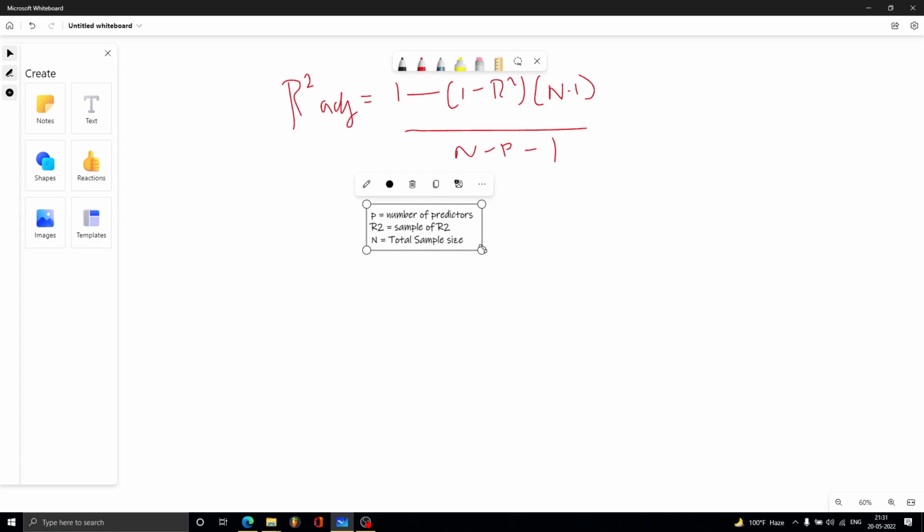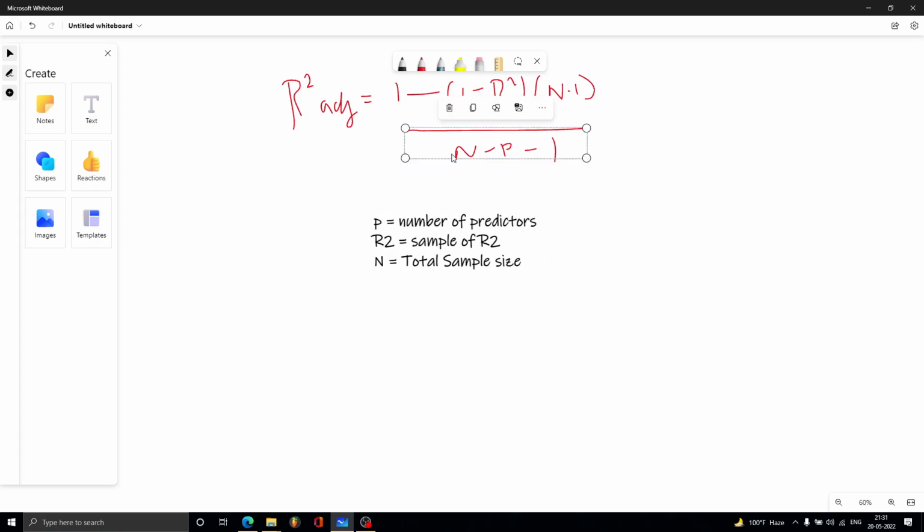Now understand this equation, as this is a very important equation. What is happening here? I told you that R square will keep on increasing. Suppose a correlated feature comes in, what will happen? R square will increase. In n minus p minus 1, n is the total number of samples. So for the first iteration, n gives us the total number of samples minus the number of predictors, then minus 1.